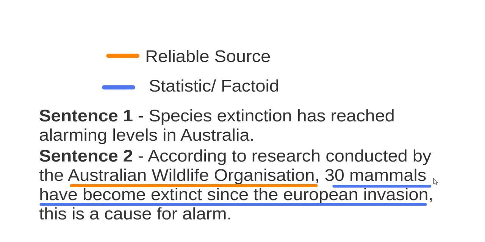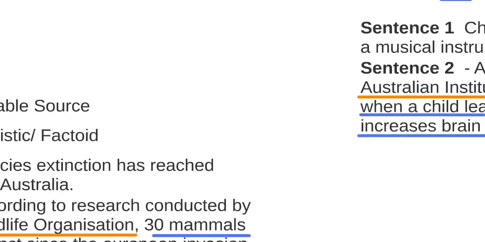Sentence 1. Species extinction has reached alarming levels in Australia. There's nothing wrong with this sentence, but it doesn't employ any statistic to support the statement. In the second sentence, according to research conducted by the Australian Wildlife Organisation, 30 mammals have become extinct since the European invasion. This is a cause for alarm. In this way, we've included a statistic, underlined in blue, but it's also coming from a reliable source, the Australian Wildlife Organisation. This makes the statistic a lot more believable.